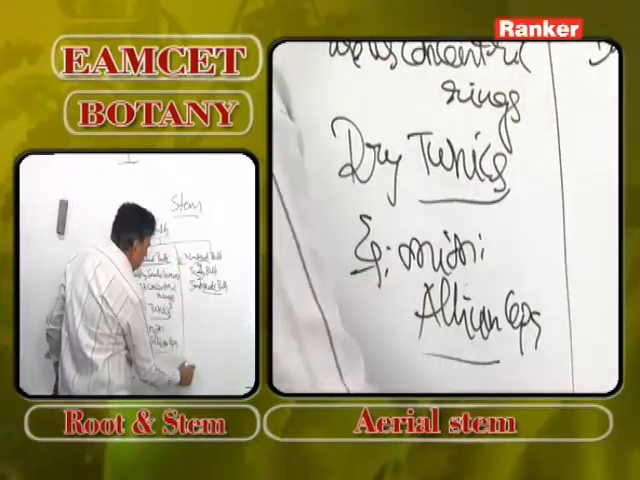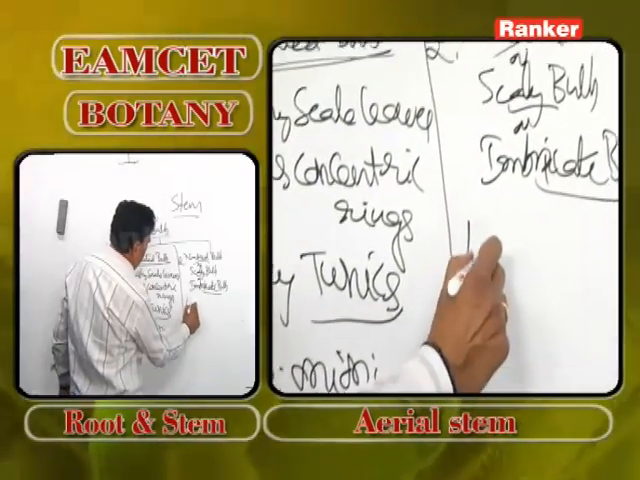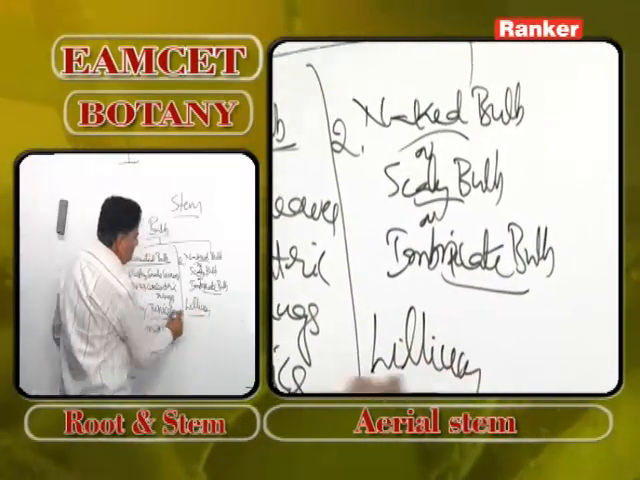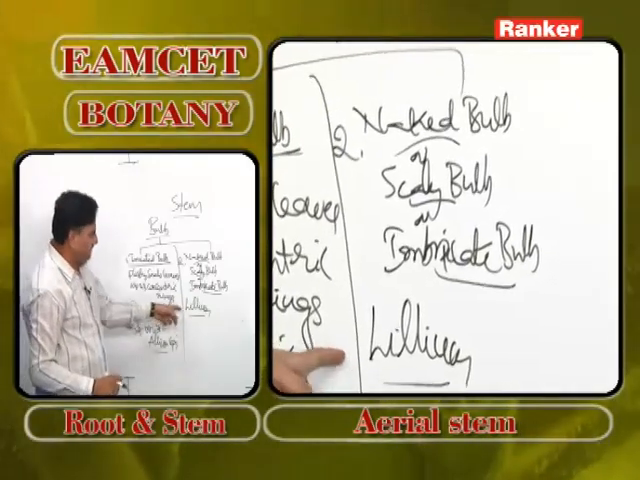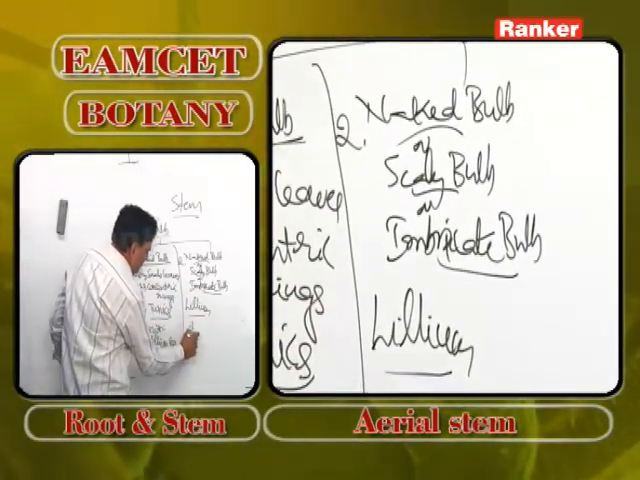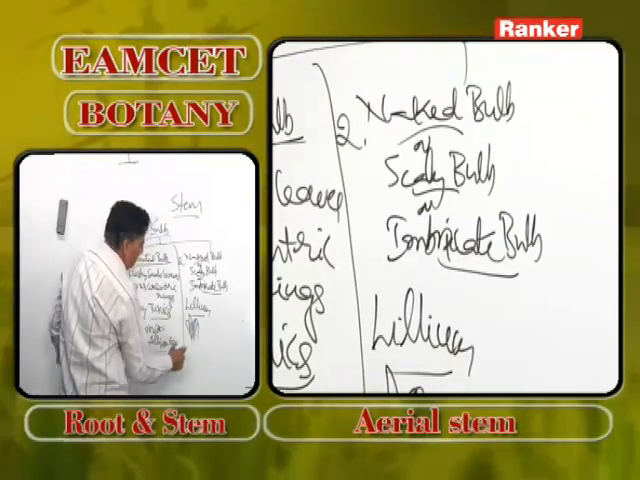Then naked bulb. Naked bulbs are found in Lilium. Here leaf bases store food material, and these food-storing leaf bases appear as a bunch and they are not surrounded by any tunic.